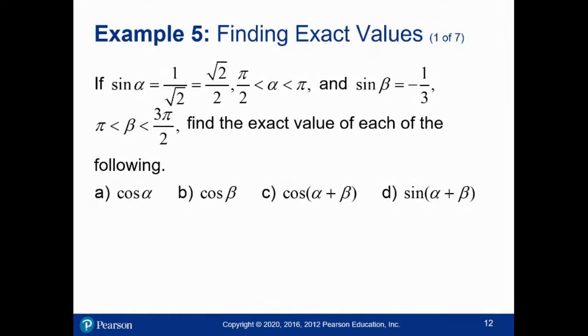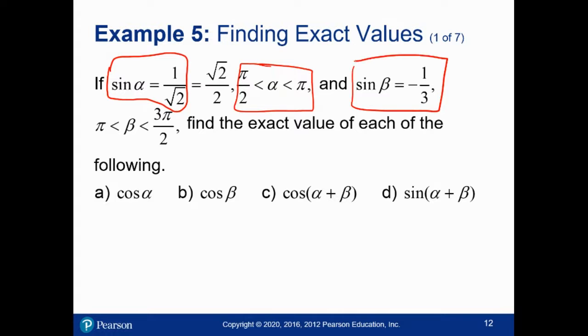So here we are, continuing using the sum and difference formulas for sine and cosine to find exact values for things. Suppose, for the sake of argument, that the sine of alpha is 1 over root 2, and alpha is in between pi over 2 and pi. Also, the sine of beta is negative 1/3, and beta is off in the third quadrant.